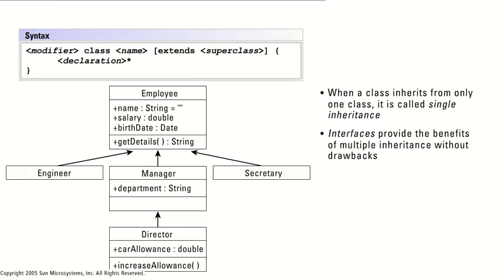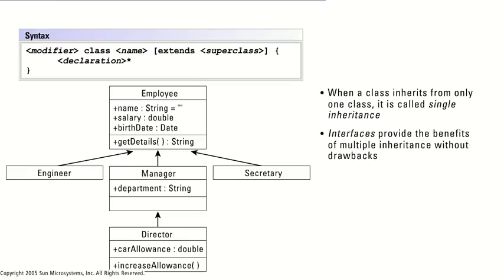The more abstract or general classes are at the top, like the employee class, and the more specific classes are at the bottom of the tree, like director. Now, inheritance is also known as an is-a relationship. So a director is a manager, is an employee. Same thing for engineer and secretary. They both are employees as well.